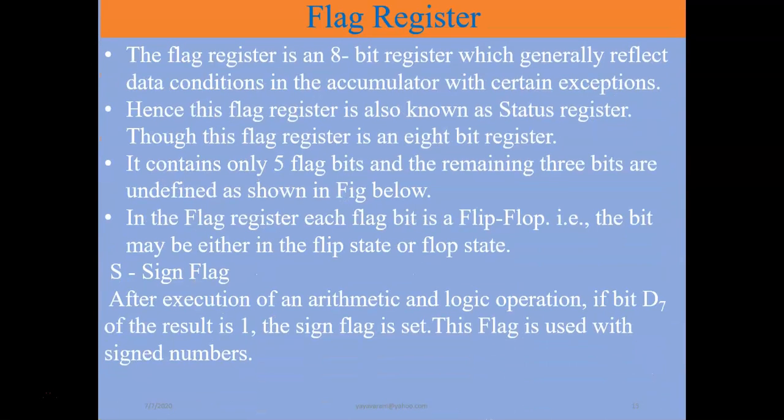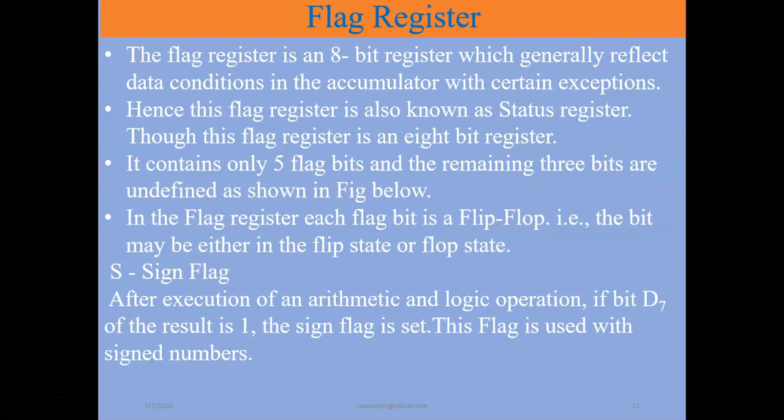So what is this flag register? As I have told you already, the flag register is also known as the status register. Let us consider the first one, the sign flag. What is the meaning of sign? Normally we have 2 types of numbers: signed numbers and unsigned numbers. Unsigned means by default it is always a positive number, but we come across negative numbers also. That's why we use a sign, which is normally given by bit 7, the MSB of a number.